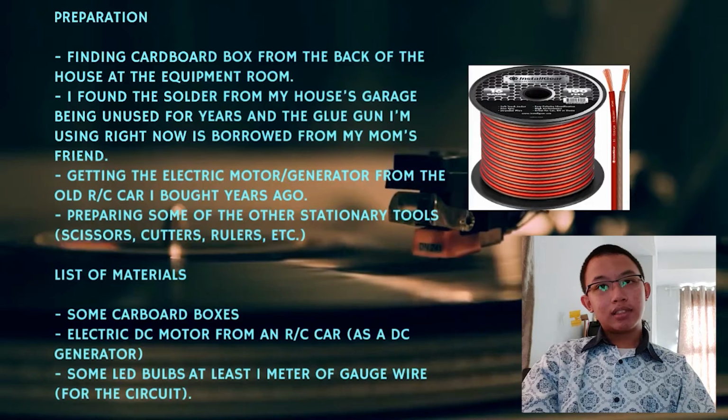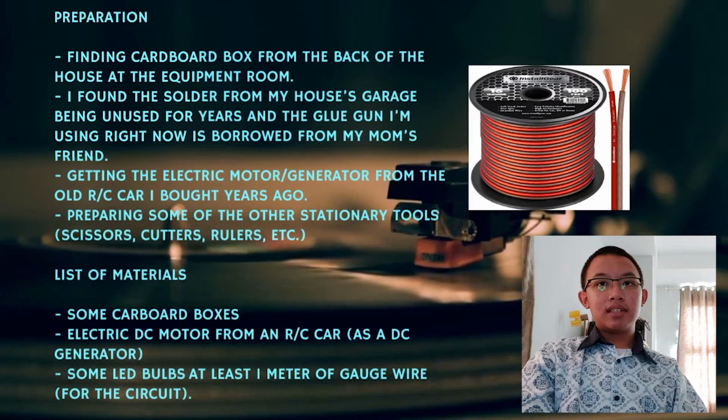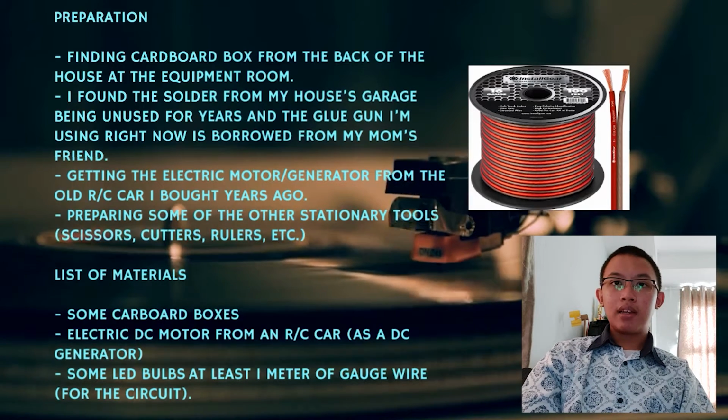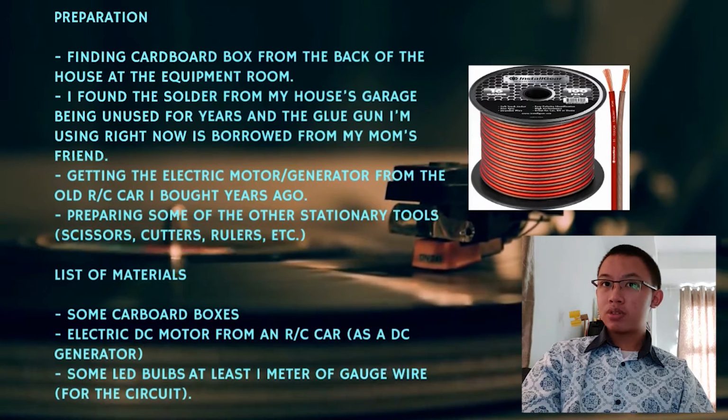List of materials: some cardboard box, an electric DC motor from an RC car as a DC generator this time, some LED bulbs, and at least 1 meter of gauge wires for the circuit.